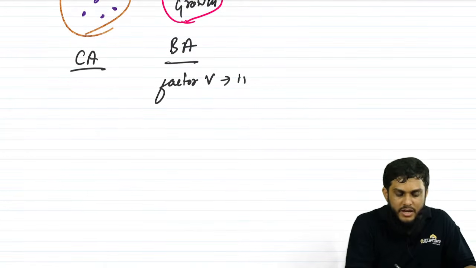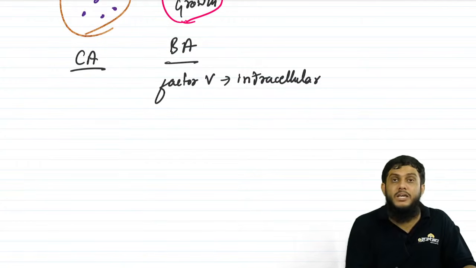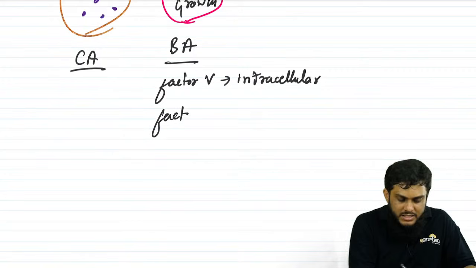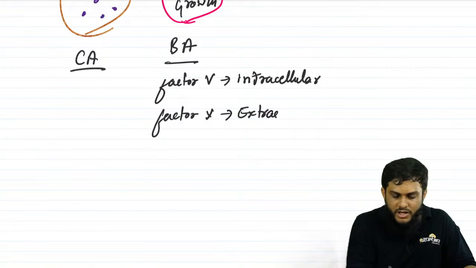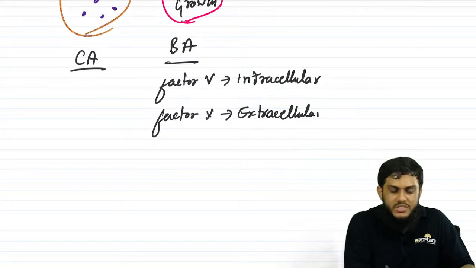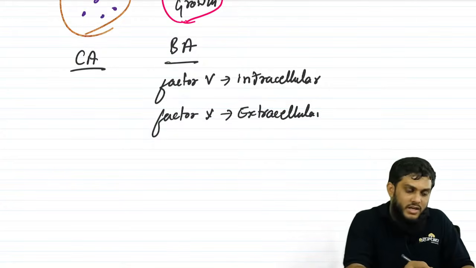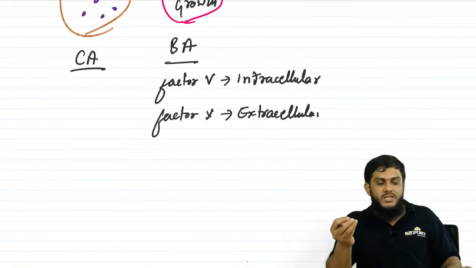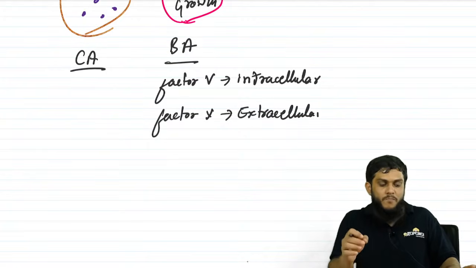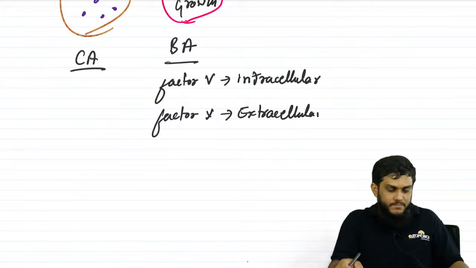Factor V is intracellular, present within the RBC, and factor X is extracellular, present outside the RBC. Inside the RBC and outside the RBC. Intracellular and extracellular. Factor V and factor X.